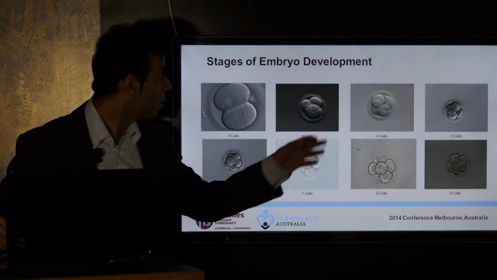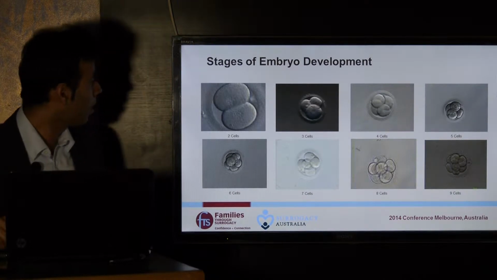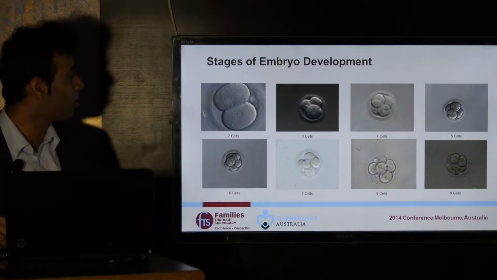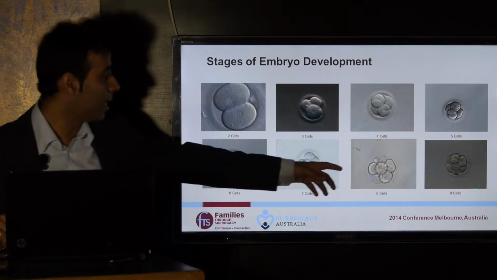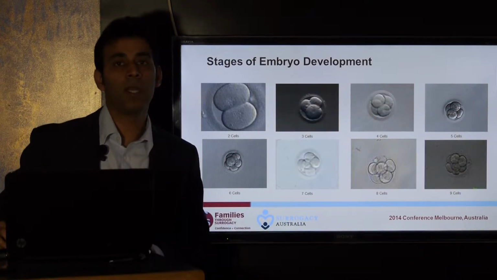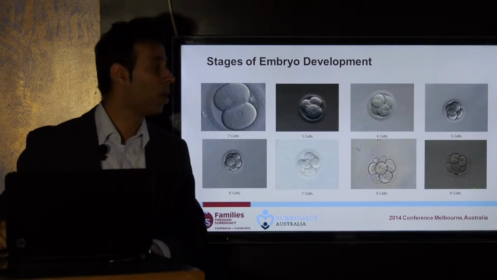Now here are the various stages of embryo development. Here is how a 2-celled embryo looks like. Subsequently 3, 4, 5, 6, 7, 8 and 9 cells. These are how cleavage stage embryos look like, and these are all good quality embryos.